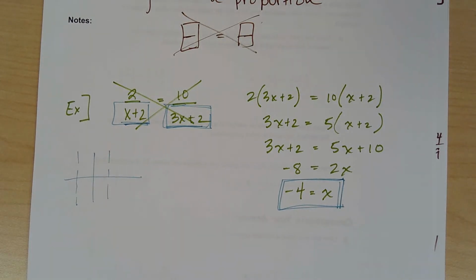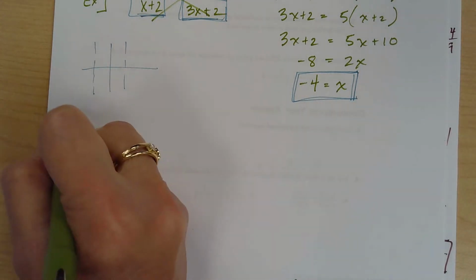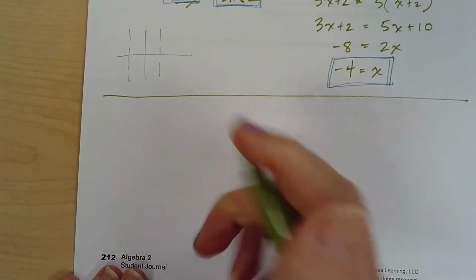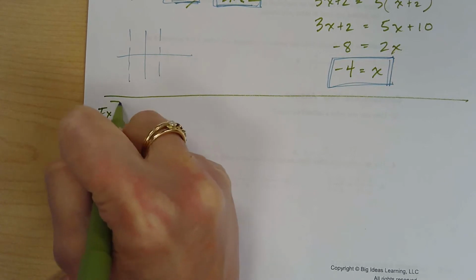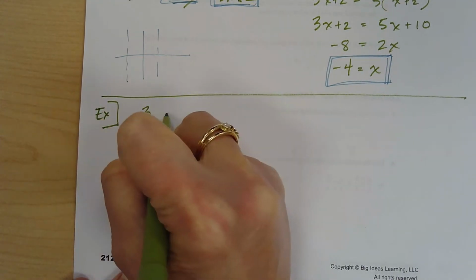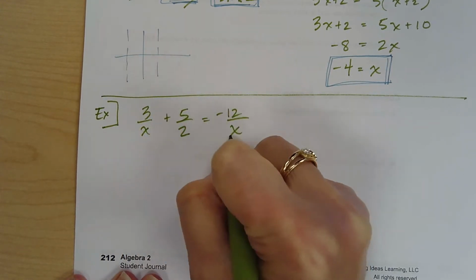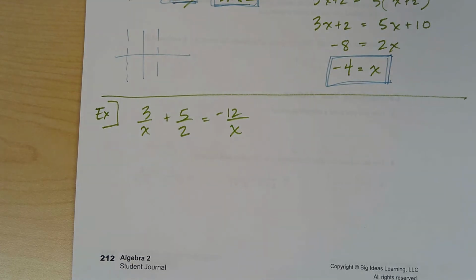All right, another way we're going to solve: what if we don't have a proportion, right? What if we have just a normal equation that might have a couple different terms? Let me show you a couple examples of how I would solve if we had a non-proportion problem. All right, so this is a rational equation. Relatively easy. There's nothing too fancy going on here.